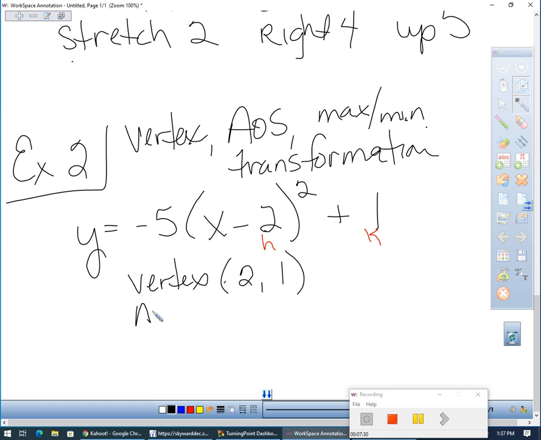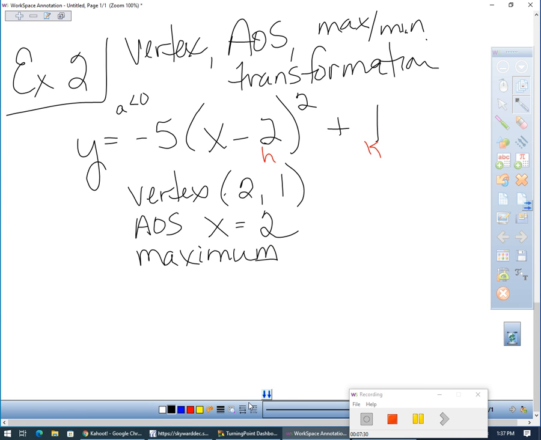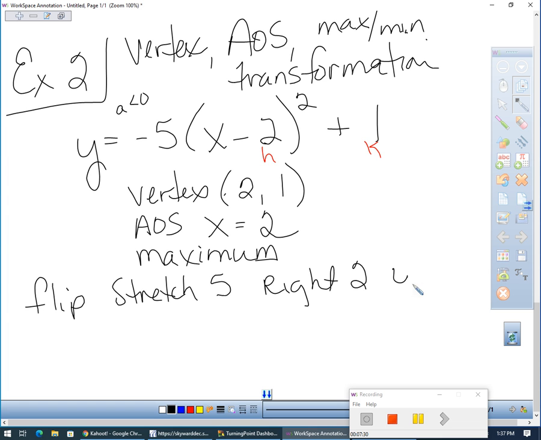The axis of symmetry is always x equals the h value, which is what? 2. Very good. Because in this one, the a value is negative, since a is less than 0, this is a maximum. And now we just have to describe the transformation. So, because it's negative, this is a flip. Stretch of 5. Right 2. And up 1.